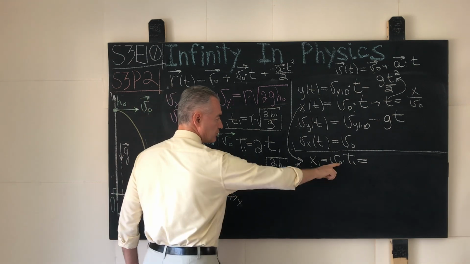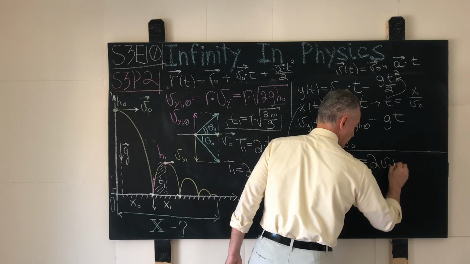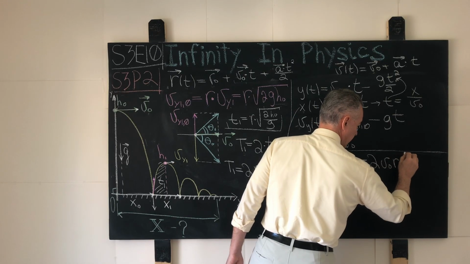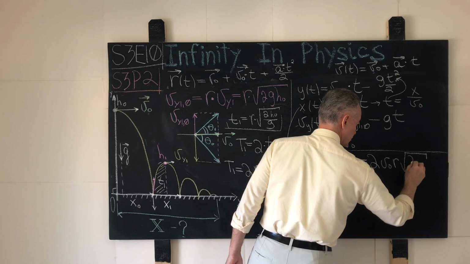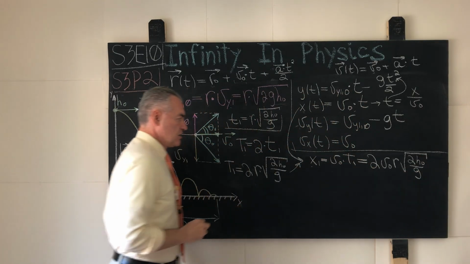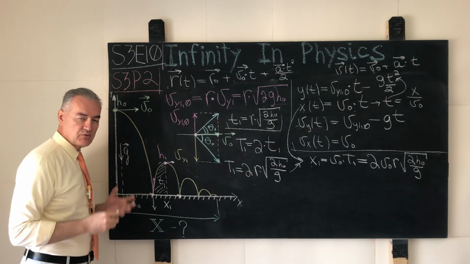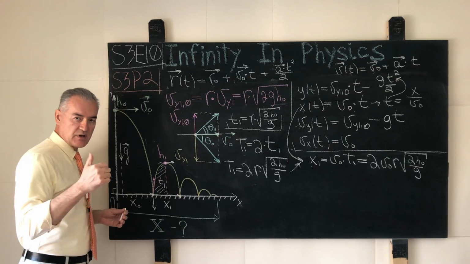It will be v0 times this number, so 2v0r, and what is the square root? 2h0 over g. Game over.